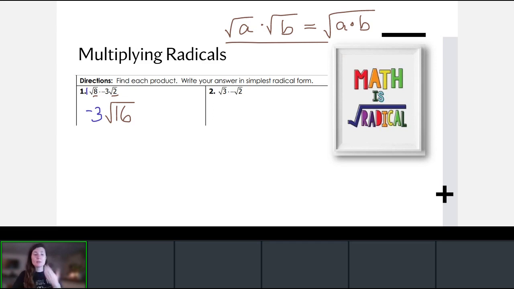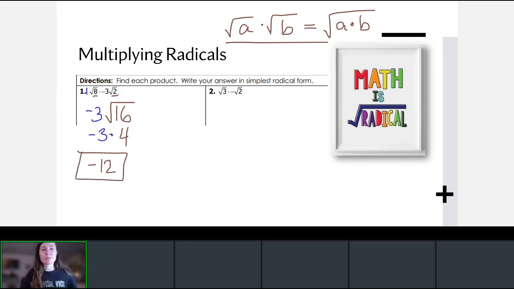Now from here, I recommend simplifying. We could have simplified first, but in this case, I saw we were going to get a 16 under the root, which is nice because that's a perfect square. So the square root of 16 becomes just a plain old 4. So we end up having -3 times a 4, and that will give us -12. So this problem actually kind of broke out of a root. We don't even have a root in our answer.